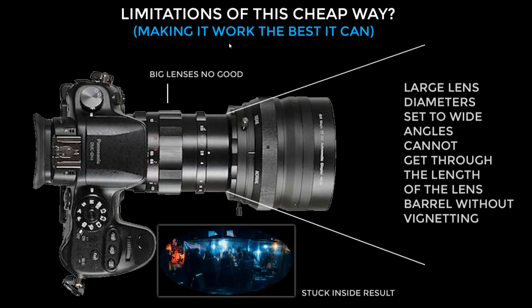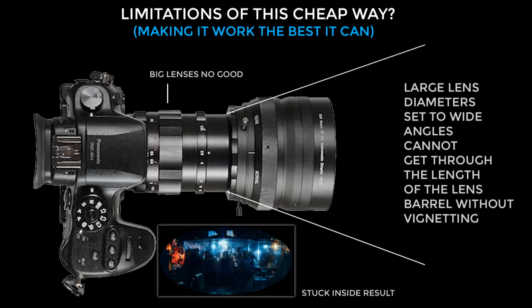Limitations of the cheap way using this SLR Magic adapter: make it the best work that you can. This is an example of a bad example. Big lenses are no good. So you can see this big lens. If you try to put this thing at anywhere from a 20 to a 35 millimeter, you're going to get this result. It's going to look like you're looking through a drum. You're not just going to see vignetting, you're going to physically see the actual drum. You're going to see the sides, and you can see the reason why.